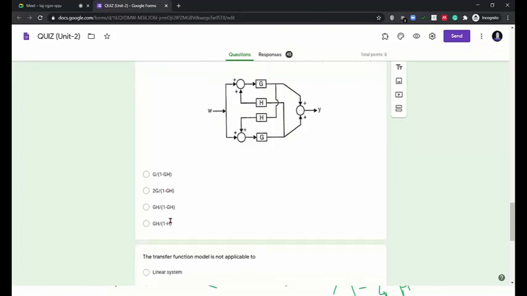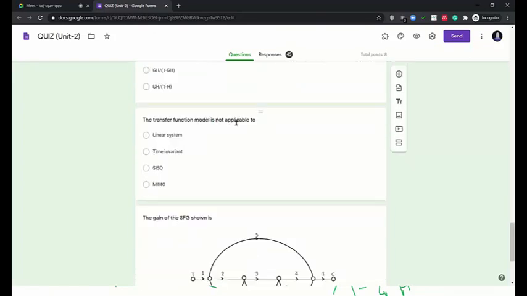Now, the transfer function model is not applicable to which system? I told you that whenever you talk about a transfer function, it means you're talking about a linear time invariant system which has initial conditions zero, as well as only one input and one output, because the transfer function is the ratio of output to input. Thus this is applicable to linear systems, fine. Time invariant systems, fine. SISO systems, single input single output, fine. MIMO systems, multi input multi output. So this is the option. Transfer function is not applicable to multi input and multi output systems.